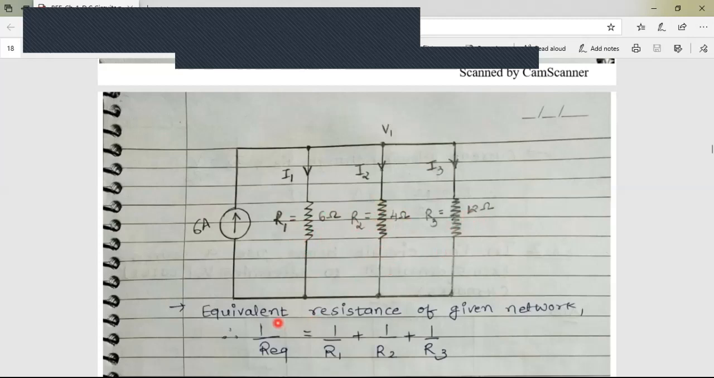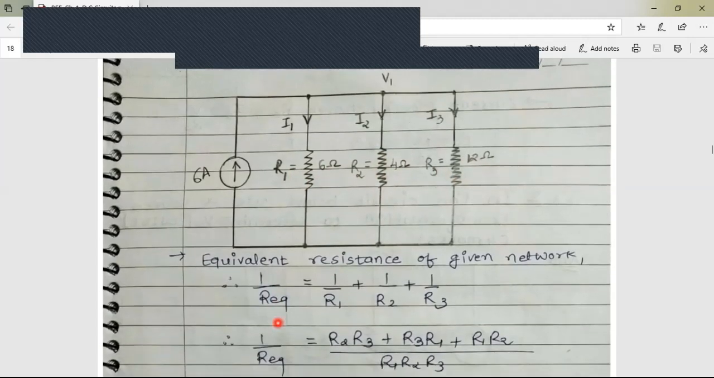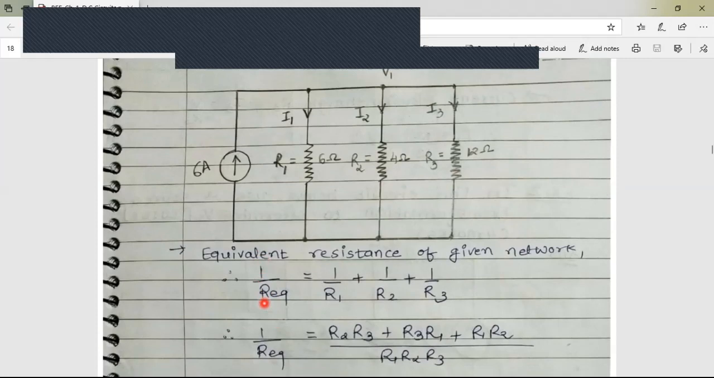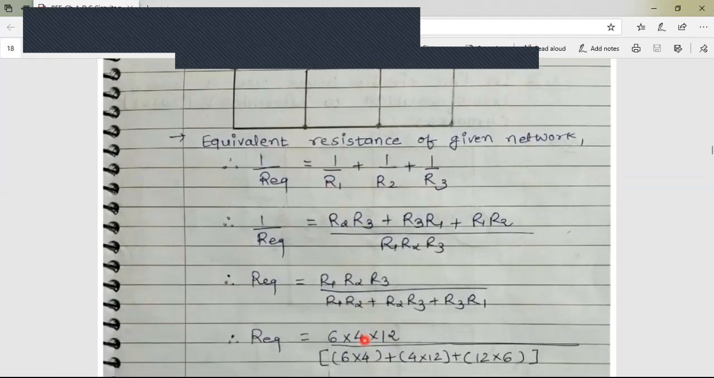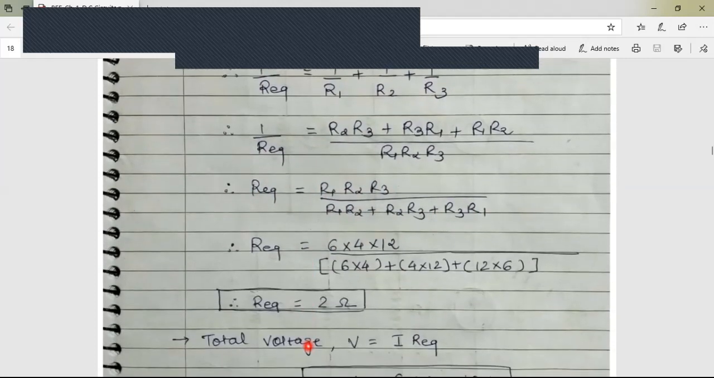We know the equation of equivalent resistance: 1 upon R equivalent equals 1 upon R1 plus 1 upon R2 plus 1 upon R3. By solving this equation, the equivalent resistance of these three parallel resistances is R1R2R3 upon R1R2 plus R2R3 plus R3R1. We have R1 equal to 6, R2 equal to 4, R3 equal to 12. By replacing these values, we have R equivalent equals 2 ohm.